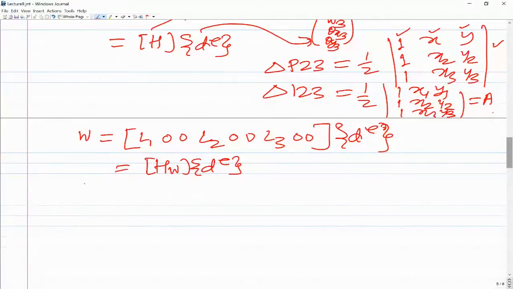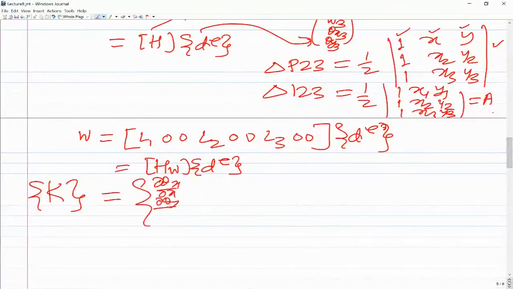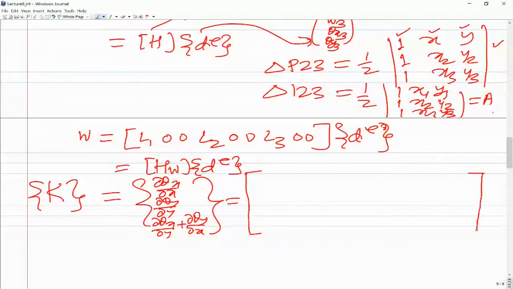Now we need the curvature tensor in the integral functional. So the curvature tensor kappa will be equal to, we have already said, del theta x by del x, del theta y by del y, del theta x by del y plus del theta y by del x. On this side you have d, the same d. So del theta x by del x is going to be 0, del L1 by del x, 0. I will not define all the elements, now you know how to do it.